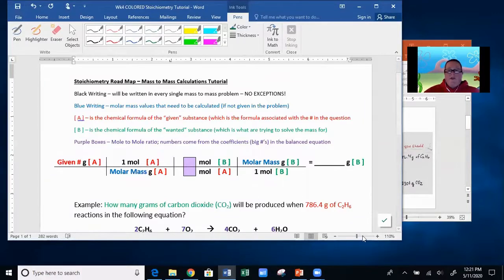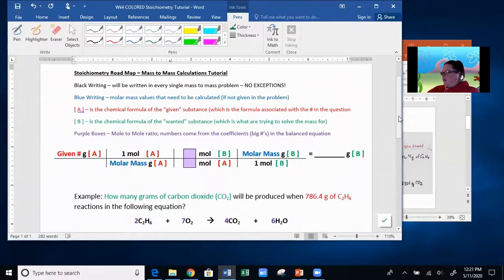So in a stoichiometry problem, we are always interested in 2 things. And the first thing is something that we know information about. It's associated with a number. And the second thing is what we're trying to get information about. So with this roadmap here, you will use it as a guide for solving problems. And it's color-coded here, so you can use this as a reference.